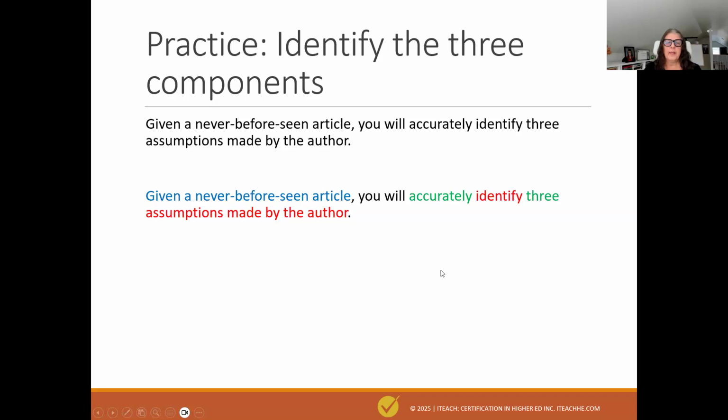So I will put it up. Our condition is given a never before seen article. Yes, Jennifer, exactly. And then what students are doing is identifying assumptions made by the author. That's the activity, right? That's what you want them to do. How well: you want it to be accurate, that they identify exactly the right assumptions, and that there are 3. That's how many you're asking for.